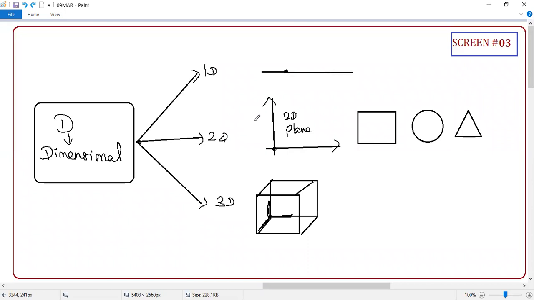What are the directions you can move? You can move left and right, front and back, up and down, clear or not? So all three directions you can move. That's why the room where you are sitting is called 3D space. So how to say that, student? 1D line, 2D plane, 3D space.